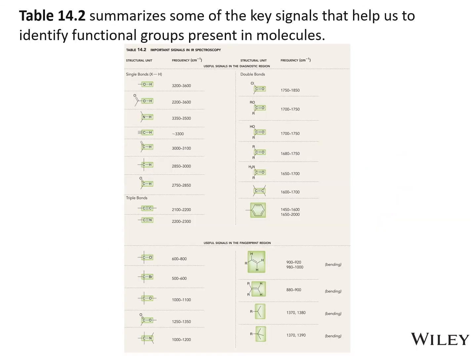Table 14.2 summarizes some of the key signals that are going to help you decide what type of functional groups are present in your molecules. So it's often useful to have this table. You can print this out. I believe it's at the end of the notes when you're solving problems.